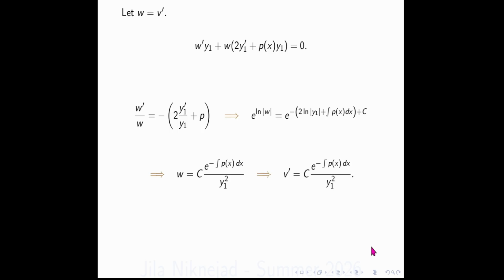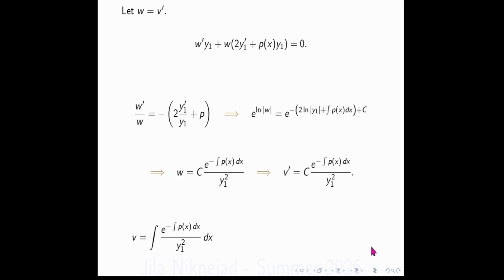And then w is equal to v', so substitute that in the equation and integrate to find v. In this case, v is equal to the integral of e^(-∫p dx) over y1 squared, and the integral is with respect to x.